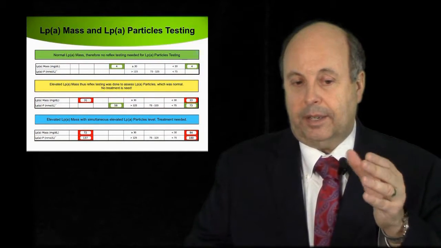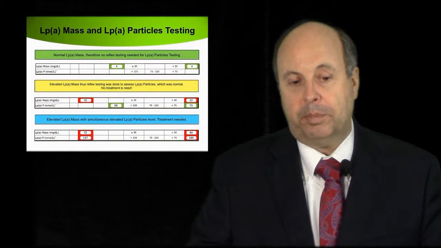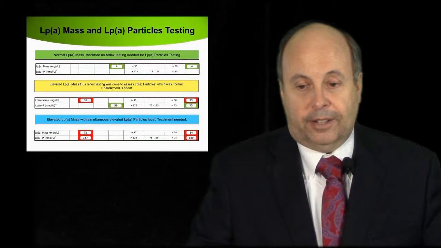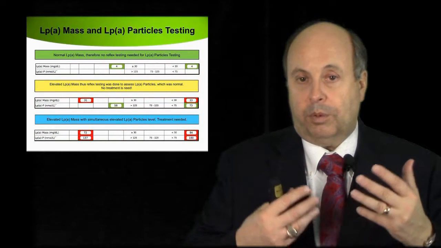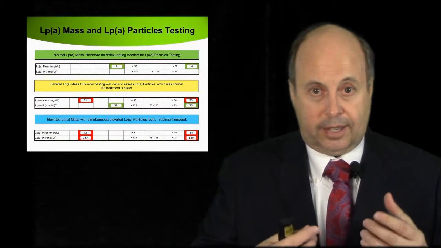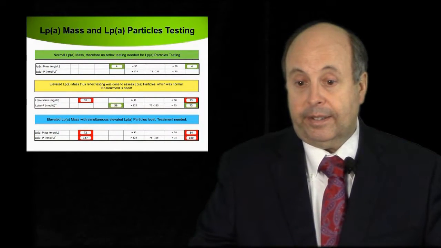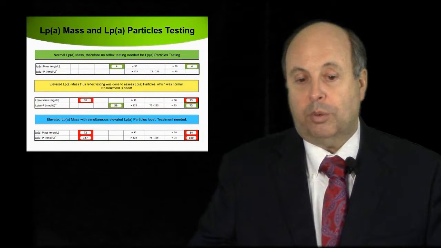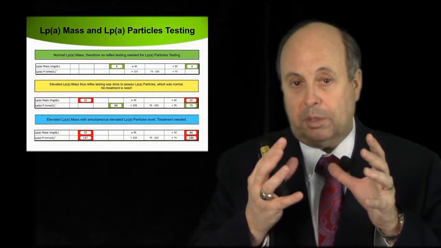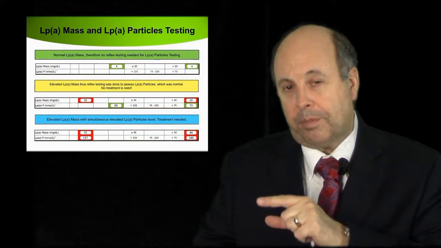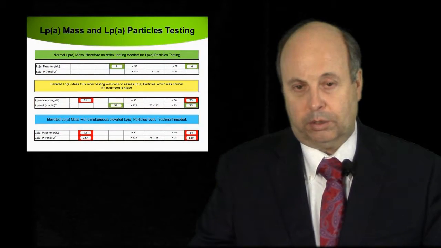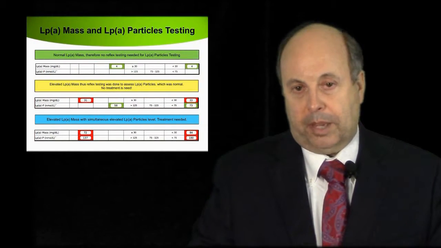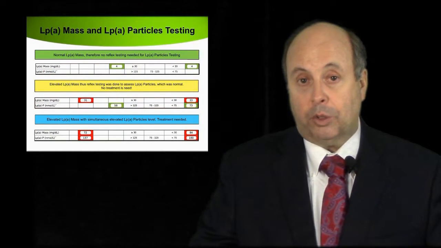In the case of this second case here with Lp(a) mass being in the red and Lp(a) particle being in the green, now you've got a patient that could very well be of Indian descent, Asian descent, and African American descent. And these particular patients sometimes show up with large mass forms that don't require treatment. You base your treatment decisions on the particle number. If the Lp(a) particle number is good, it doesn't matter what the mass is. This patient does not require treatment.